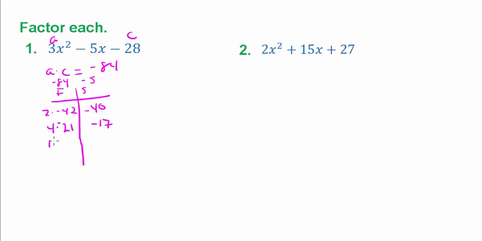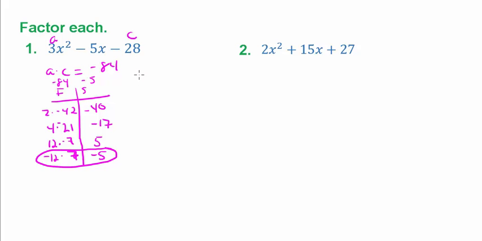So I'm going to try 12 times negative 7. Here I get positive 5. All right, so then I'm going to try negative 12 times positive 7, which gives me negative 5. So this is the pairing that I want. Now, if we were doing this problem when a was equal to 1, we wouldn't multiply a times c, but we would pretty much be done. We're not with this problem, however, so we've got a little more work to do.